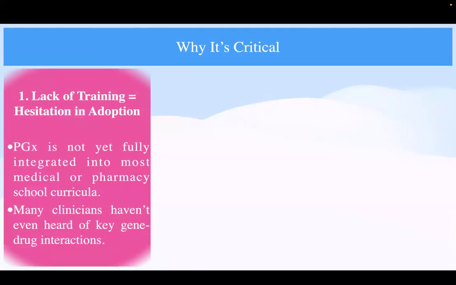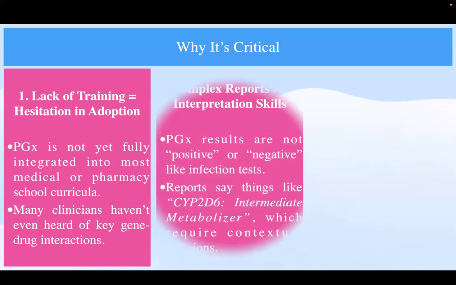So why is it so critical? Because lack of training results in hesitation in adoption. Pharmacogenomics is not yet fully integrated into most medical or pharmacy school curricula. That is very important, right? Genomics is a new term. So it is not integrated fully. Many clinicians haven't even heard of gene-drug interactions, as I explained earlier, right?